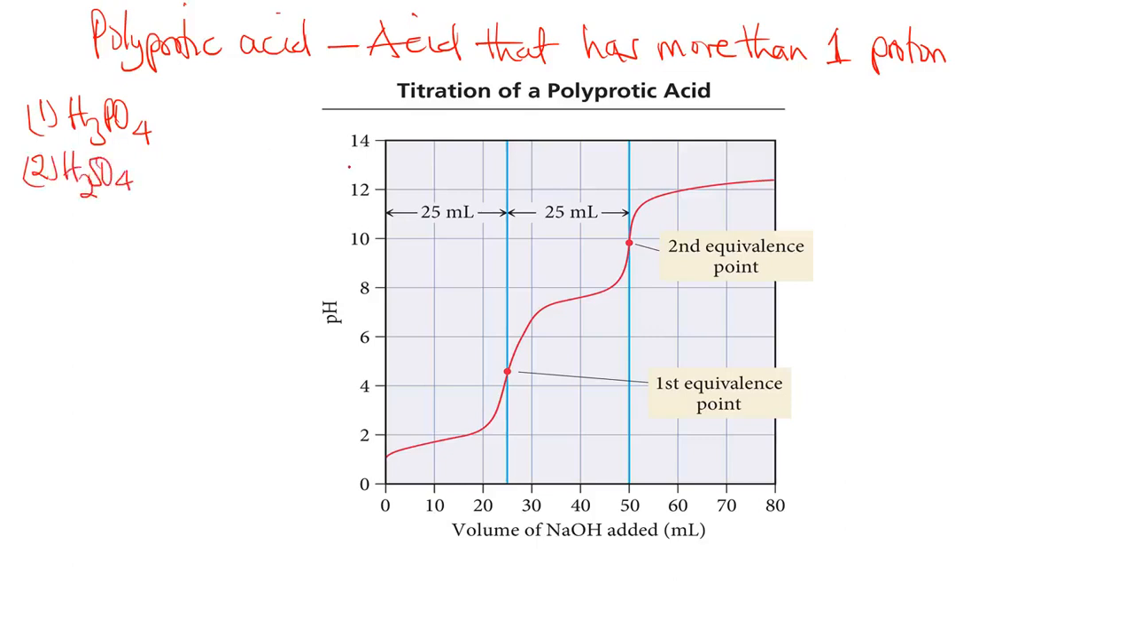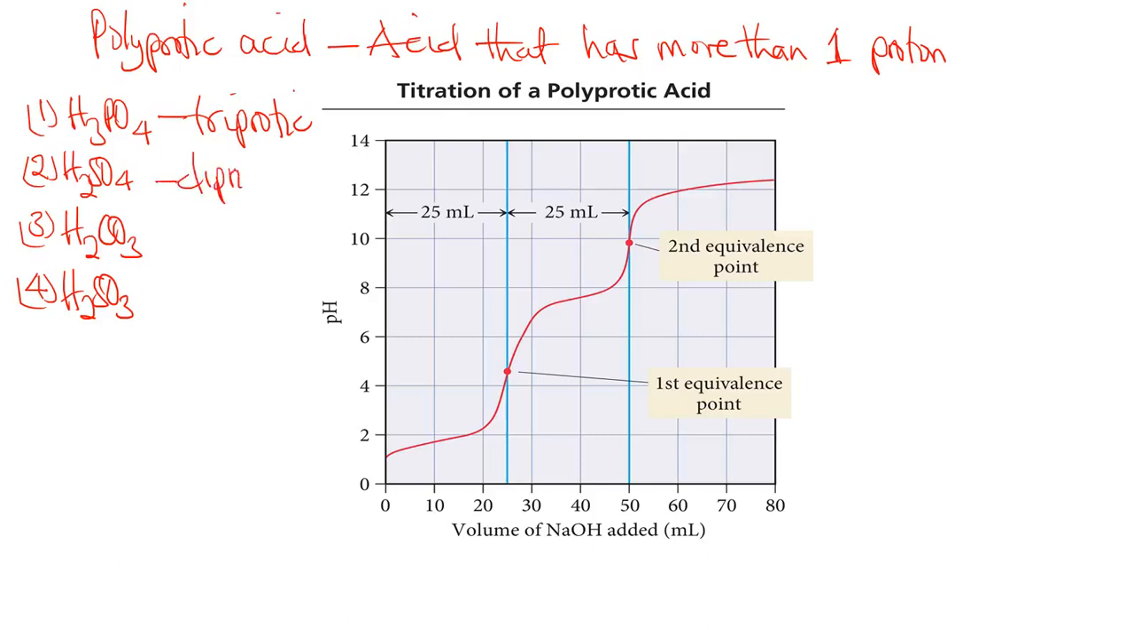H2SO4. This one has 2 protons on it. H2CO3. This one has 2 protons on it. All right. So you can have another example here. H2SO3. So these ones are polyprotic acids. Like this one is triprotic because it has 3 hydrogens or 3 protons. This one is diprotic because it has 2 protons.